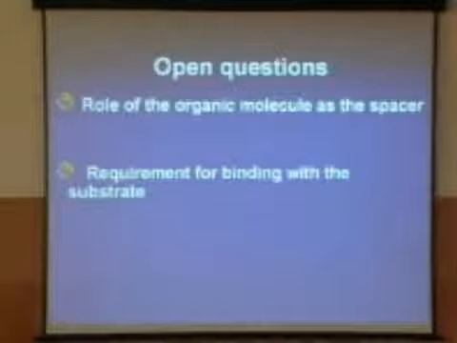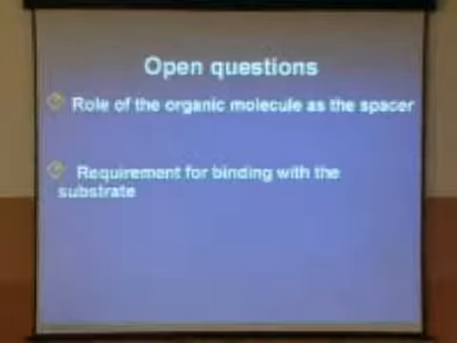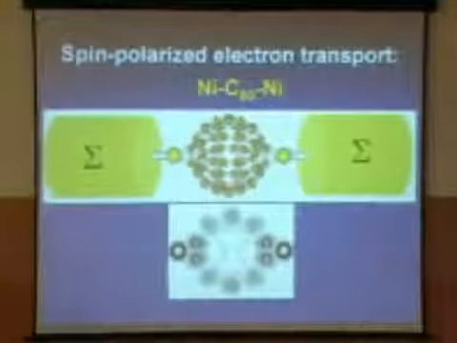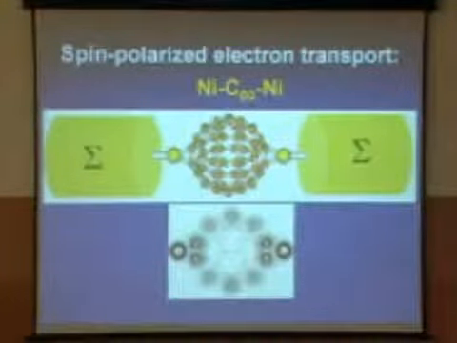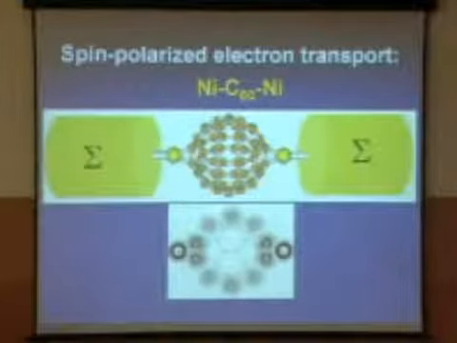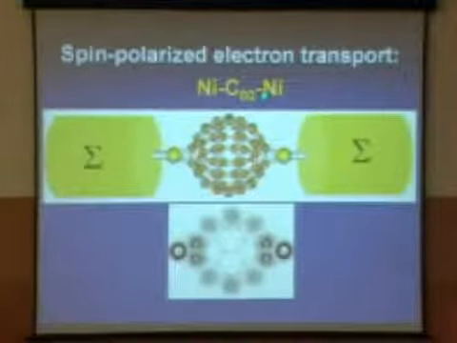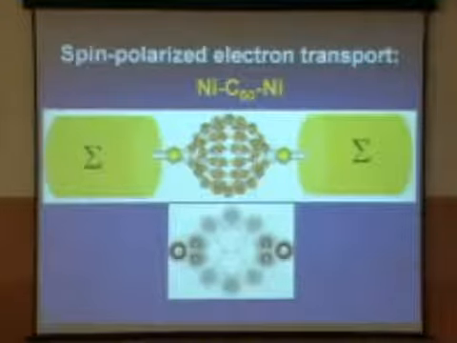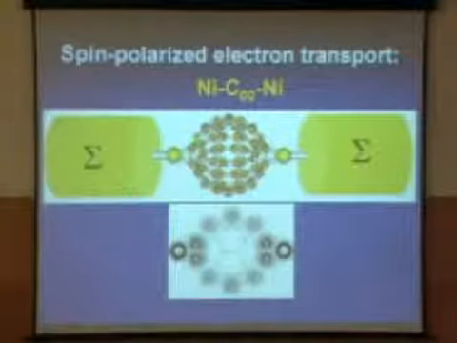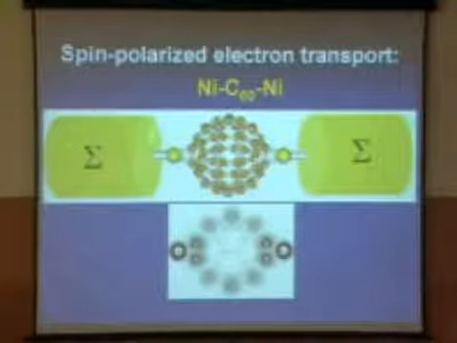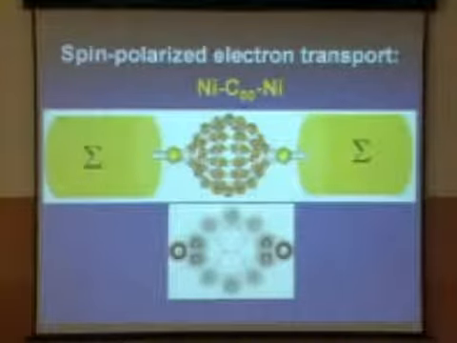So lastly, let me show you the requirement of bonding with the substrate, how important the interface bonding features are. For this case, I again switch gear from an organic to an inorganic case, and I pick nickel C60 nickel. This is again the charge density distribution. You can see our semi-infinite nickel substrate is fairly well bonded with the C60 cage.